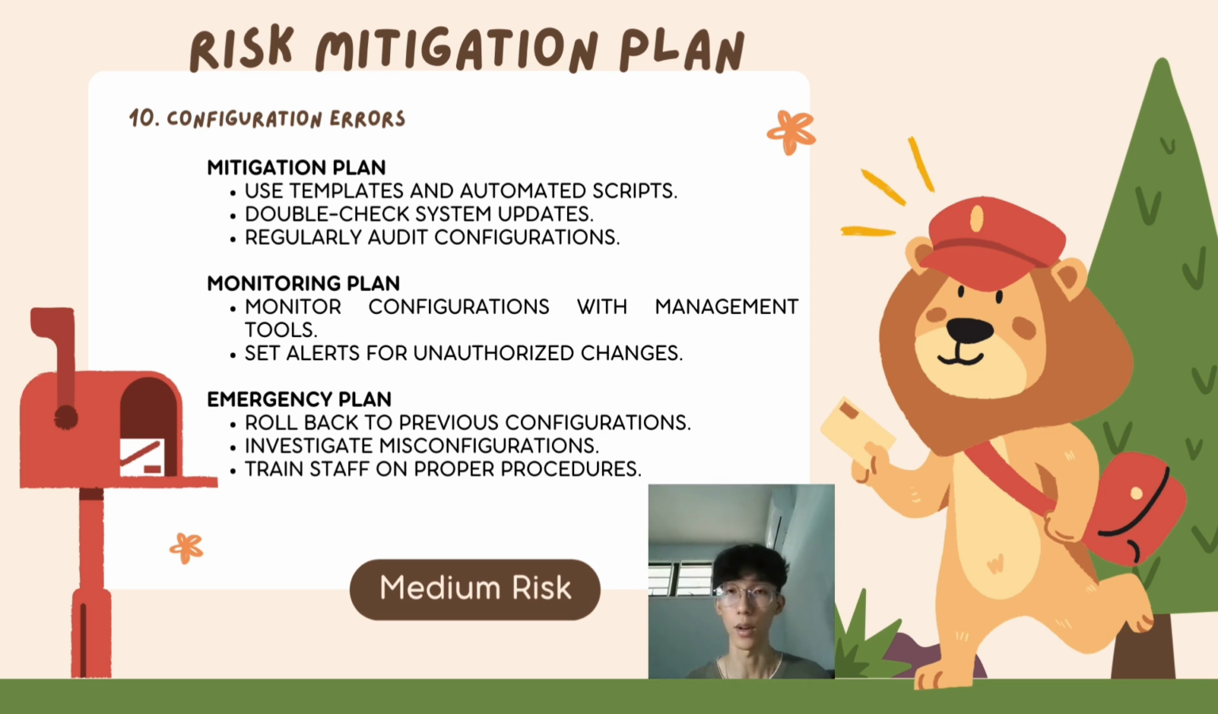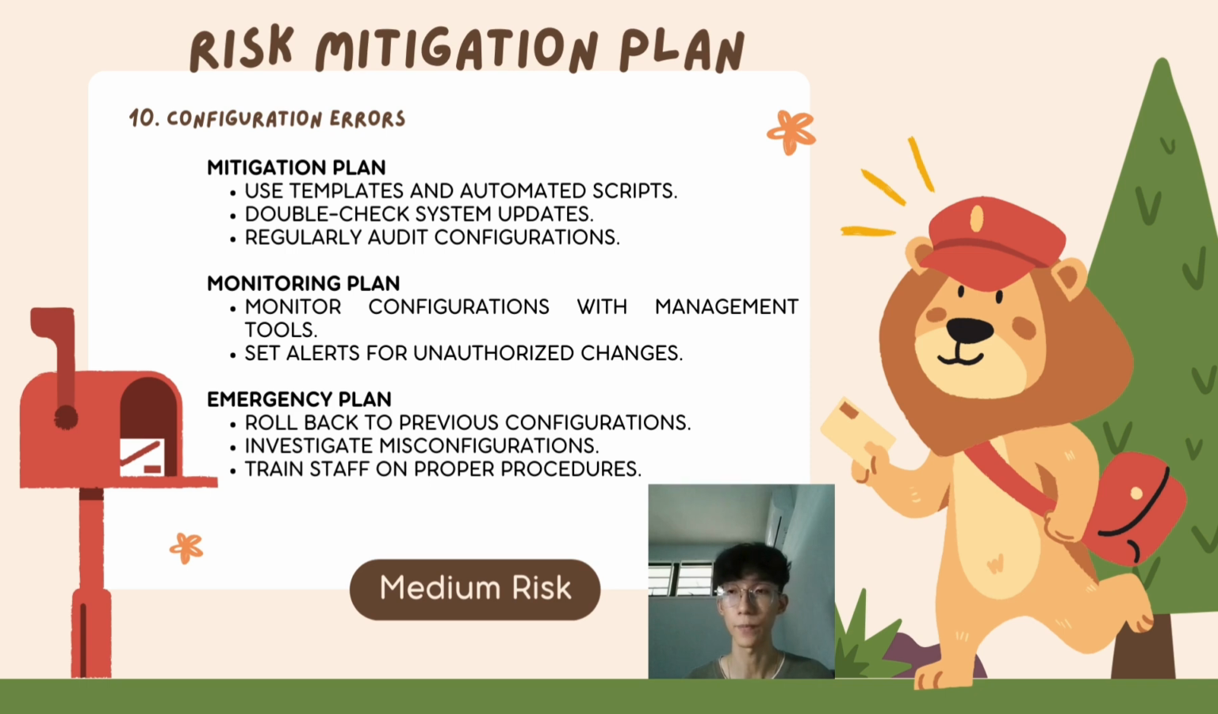And for the monitoring plan, it includes the utilization of configuration management tools to continuously monitor system configuration and any changes made to the system. Also take note to set up alerts to detect unauthorized or unexpected configuration changes, enabling the prompt response to potential issues. For the emergency response plan in the event of a configuration error, immediately roll back to a previous known good configuration state to restore normal operation, and also conduct a thorough investigation to determine the cause of the misconfiguration and implement corrective measures to prevent recurrence in future. And also provide additional training to staff on proper configuration procedures to reduce the likelihood of future errors and enhance the overall system reliability.